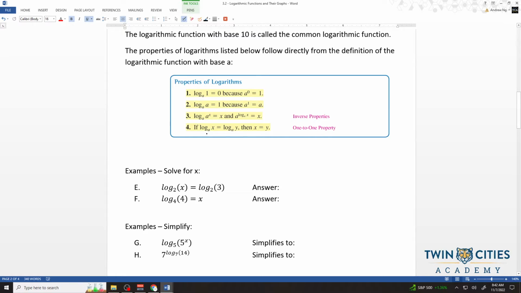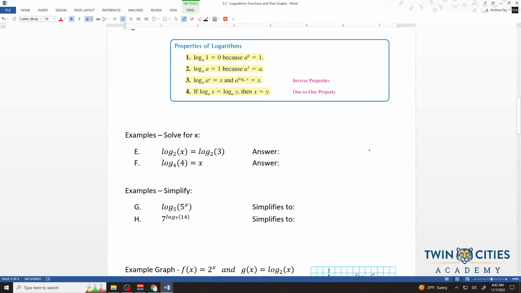If I'm taking the logarithm of something and I'm saying it's equal to the logarithm of this other thing and they're of the same base, then I can just cross those out and say x equals y. Okay, so let's take a look at some of these examples and try to figure them out based on these properties. I've got, for e, log base 2 of x equals log base 2 of 3, solving for x.